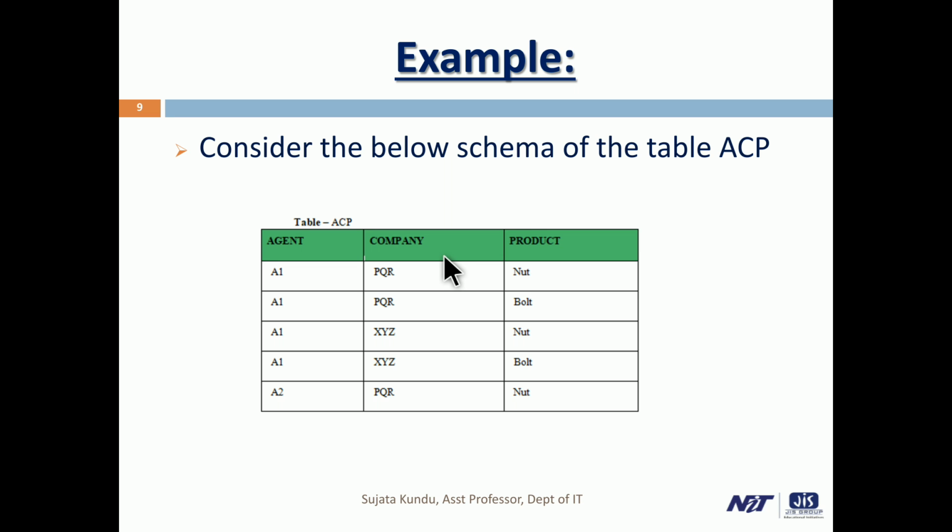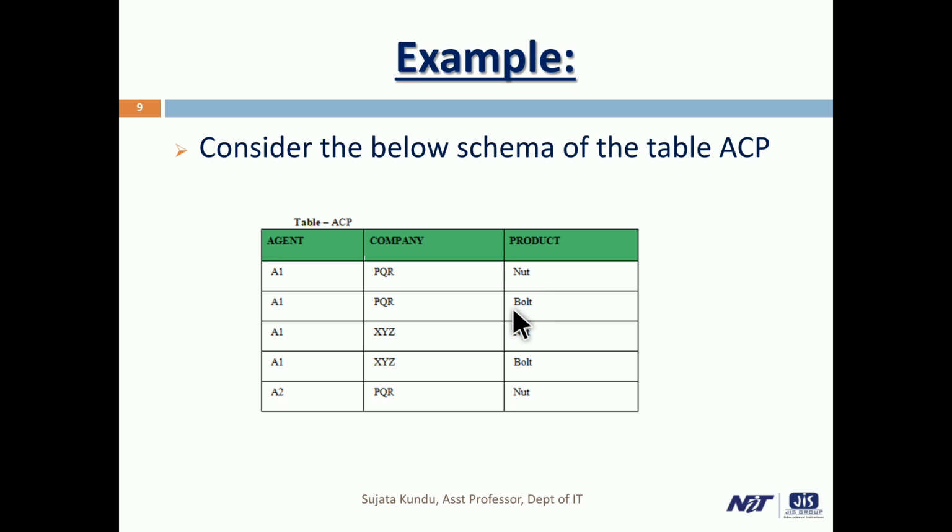So under these circumstances, the relation ACP basically has the attributes agent, company and product. If I know only the information about the agent, it is not possible to find out the company details and product details, because one agent may be selling different products or working in different companies. So using the agent we cannot identify any company information or product information.